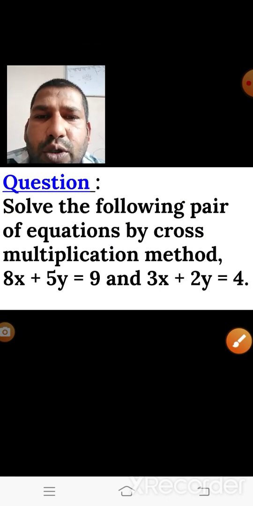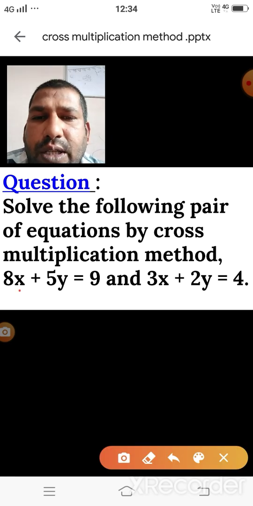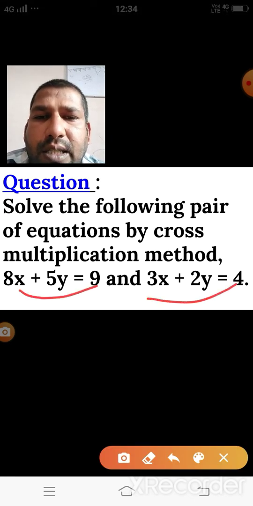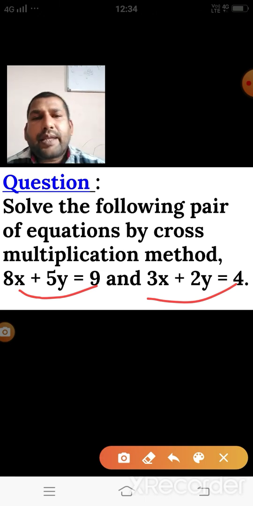Here I am taking a question, and after solving this question I hope we will be able to understand the concept of how to solve a pair of linear equations by the cross multiplication method. Here I am taking two equations. The pair of linear equations given to you are 8x plus 5y equal to 9 and 3x plus 2y equal to 4.